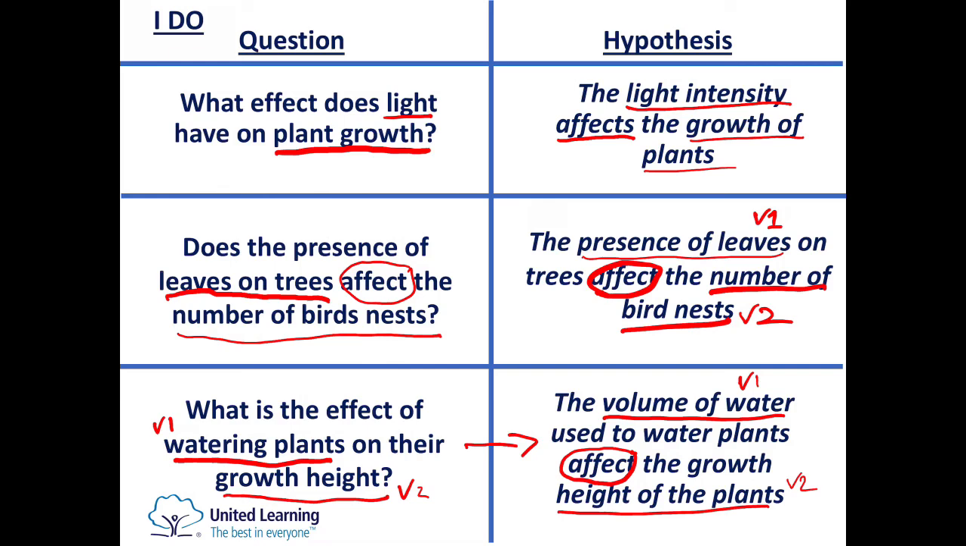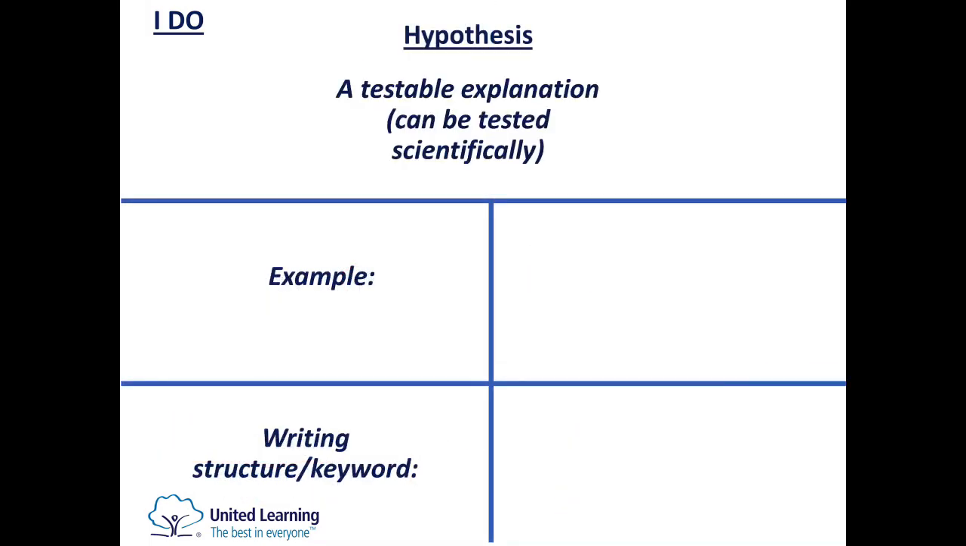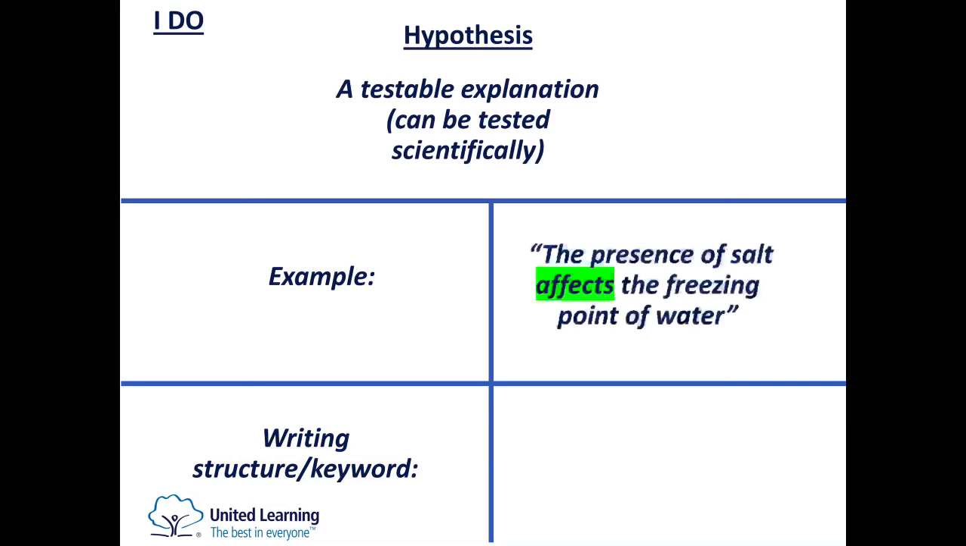So that's how you would structure your hypothesis. You look at these variables. So the first variable is going to be affecting the second variable. So a quick recap on a hypothesis is a testable explanation. And when we're writing our hypothesis, we write down our first variable affecting the second variable. So that's the structure we're going to be using.